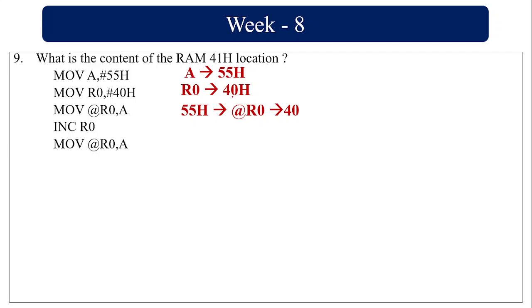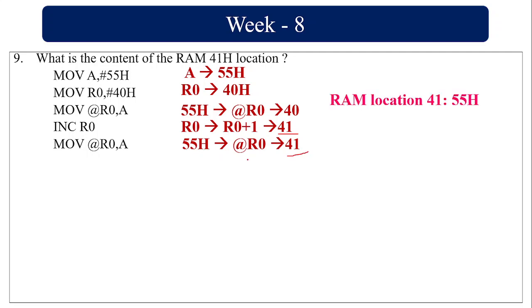Where R0 value is 40, so to the memory location 40, your 55 will be stored. And you are incrementing your R0. So R0 is 40, and if you increment your R0 it becomes 41. So now at R0, A, 55 is moved to the location in R0 where your R0 content is 41. So for the memory location 41, the content 55 will be loaded. So your RAM location 41 content is going to be 55.